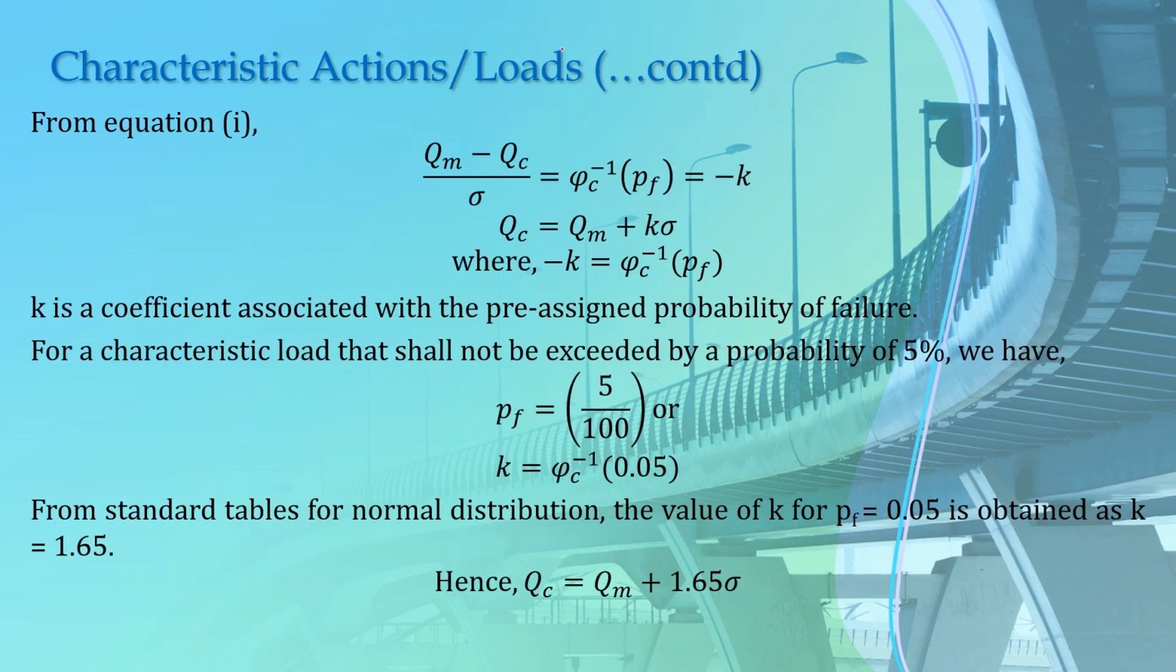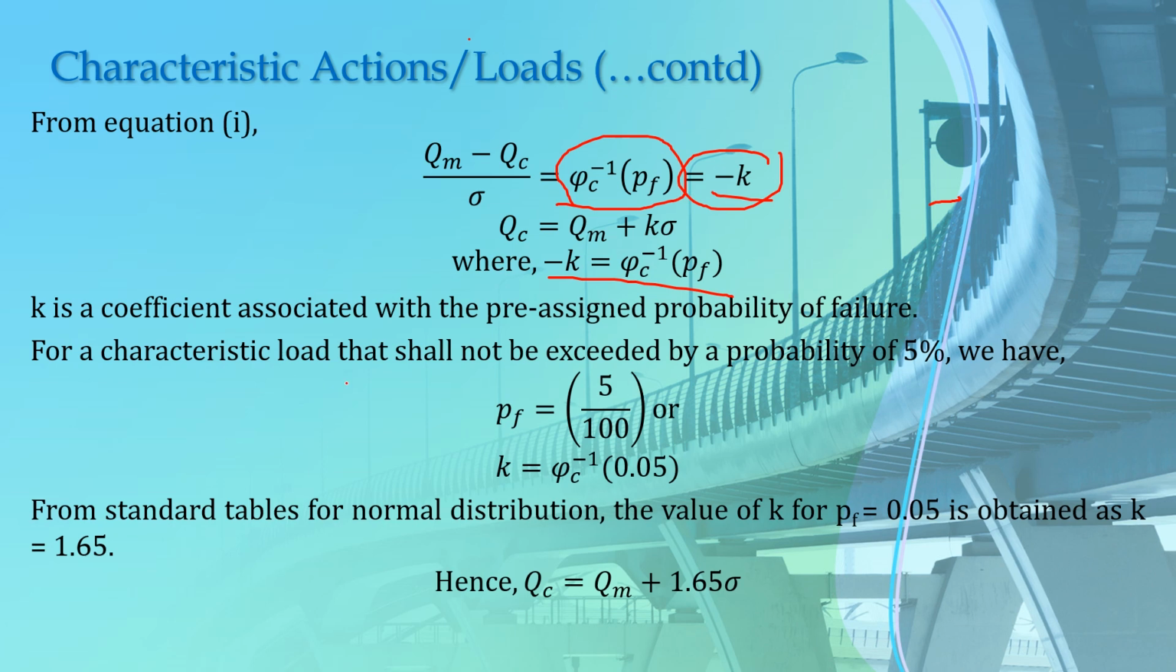Now to find Qm, just rearrange this equation here. This equation 1 is rearranged and you get the equation to be (Qm minus Qc) by sigma is given by this phi c inverse into Pf. So suppose that phi c inverse into Pf is represented by this minus k. So the value of Qc is now given as Qm plus k sigma, where minus k means this here. So now k is a coefficient associated with the pre-assigned probability of failure.